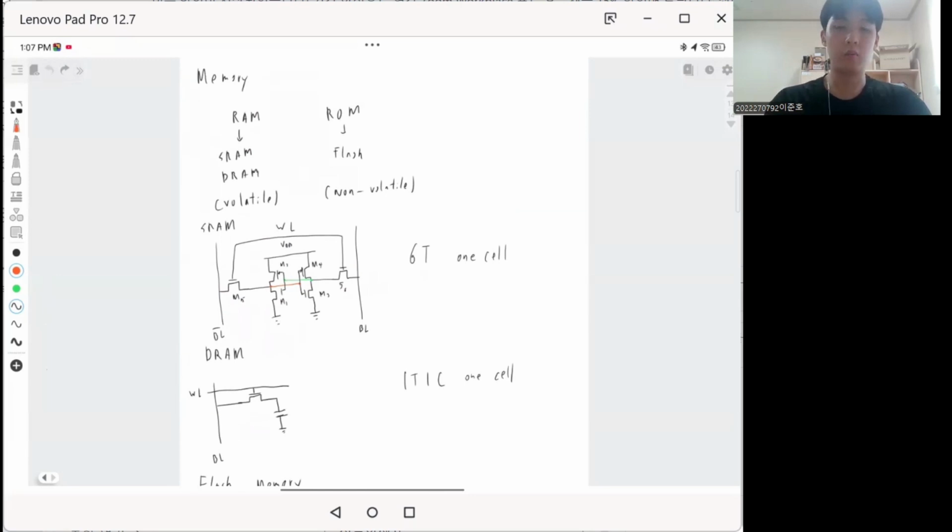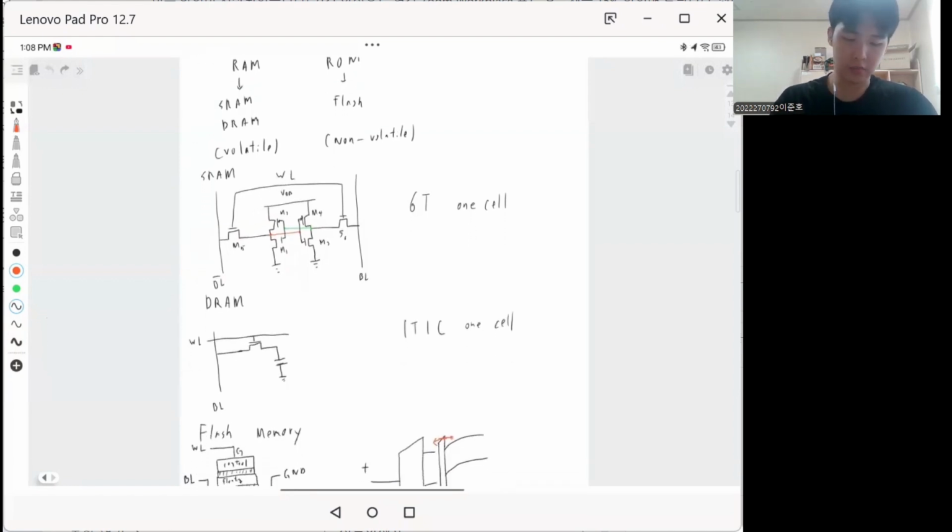Hello, today I'm going to review memory. Memory can be divided into random access memory and read-only memory. SRAM and DRAM are random access memory, and those are the volatile memories. And flash memory is read-only memory, and this is non-volatile memory.